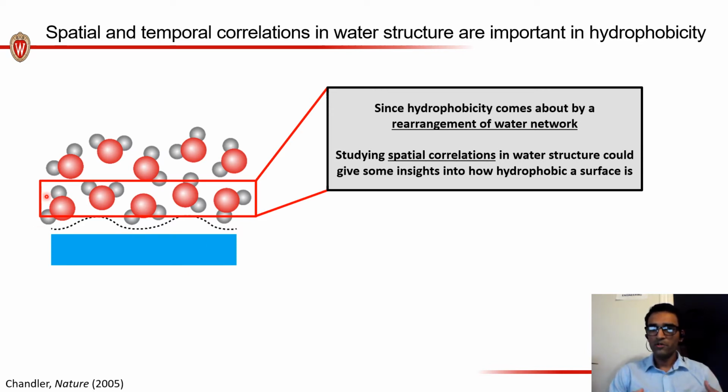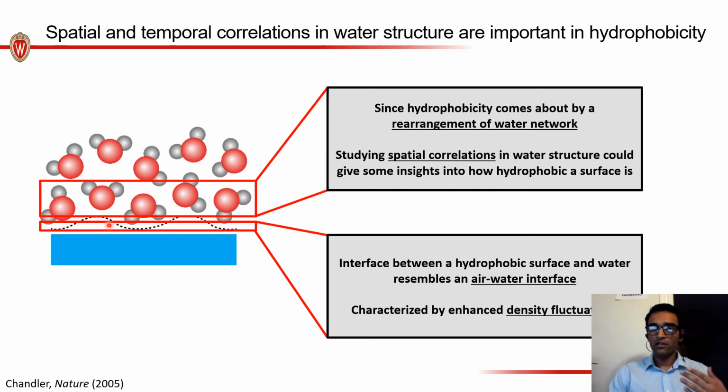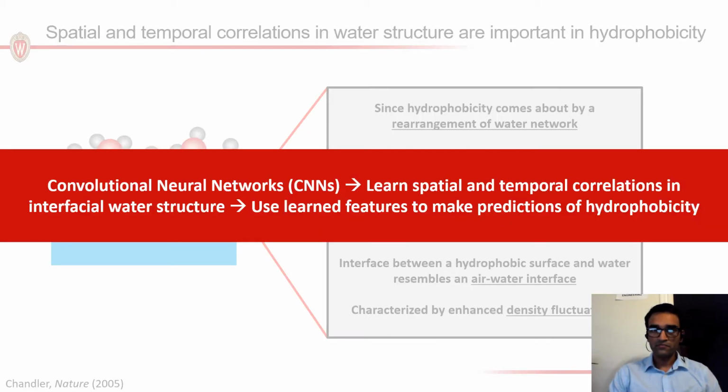And to study the rearrangement of this water network, what is very important is to understand and study spatial correlations in water structure. And this could give us an insight into how hydrophobic or hydrophilic a surface is. Another thing that has been shown to be very important is enhanced density fluctuations at the interface between the water and this material. This interface behaves like an air-water interface, and that is characterized by enhanced density fluctuations. So it's important to study both spatial and temporal correlations to understand how hydrophobic or hydrophilic a surface is.